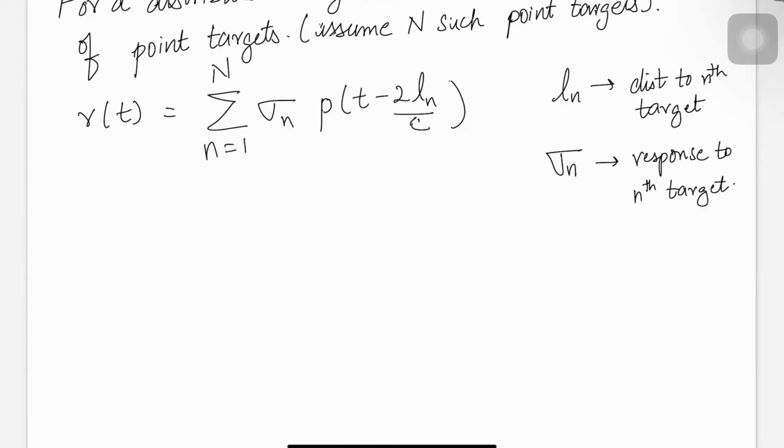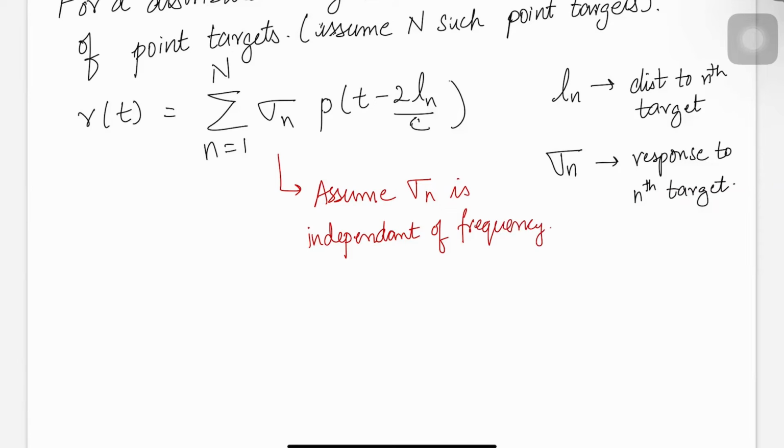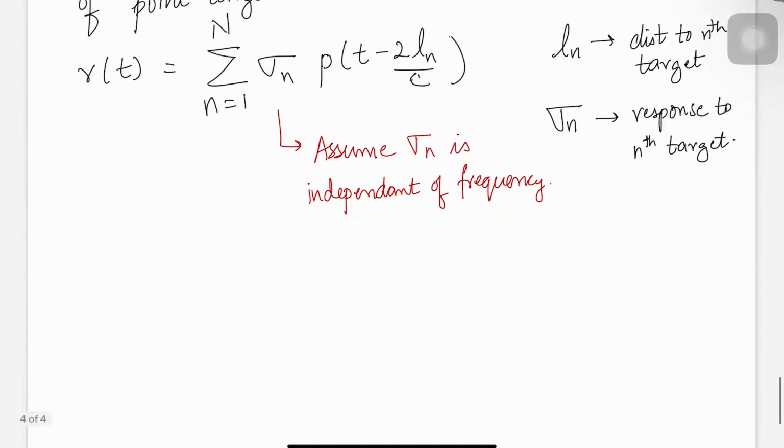So I'm going to make another assumption here, and the assumption is that sigma n is independent of frequency. Which means that it doesn't have a frequency dependent, at least a fast varying frequency dependent response. Some targets actually do have that. For example, if a target is concave, it can have a frequency dependent response because of resonant modes. But we're just going to ignore that here and assume that all targets are nice and point-like.